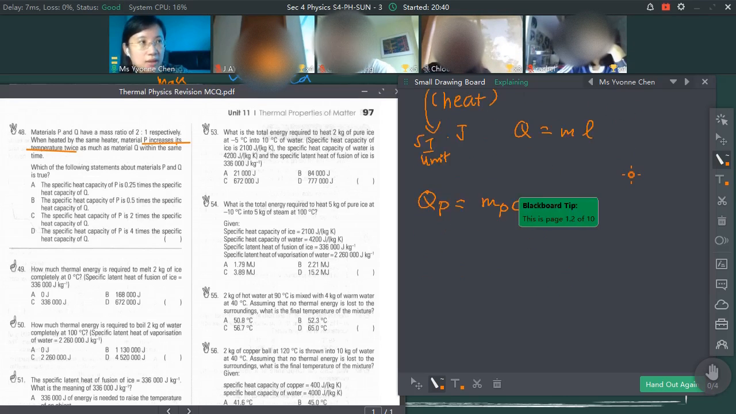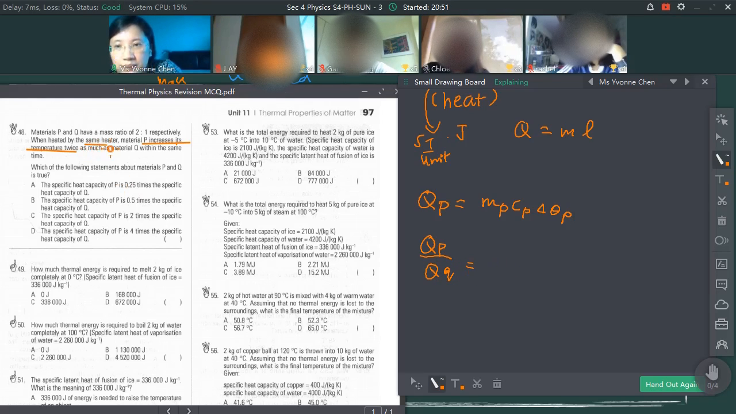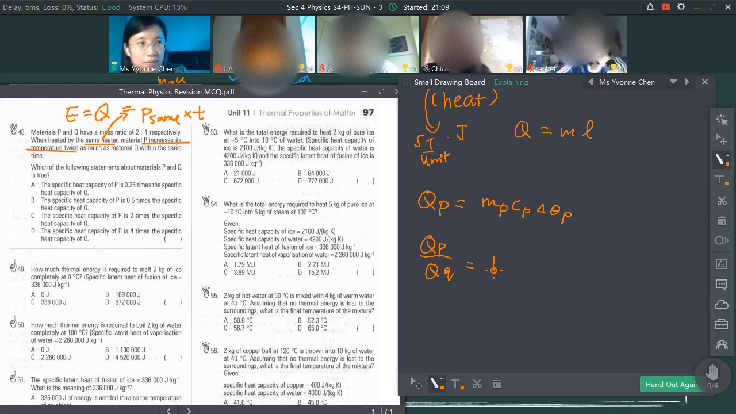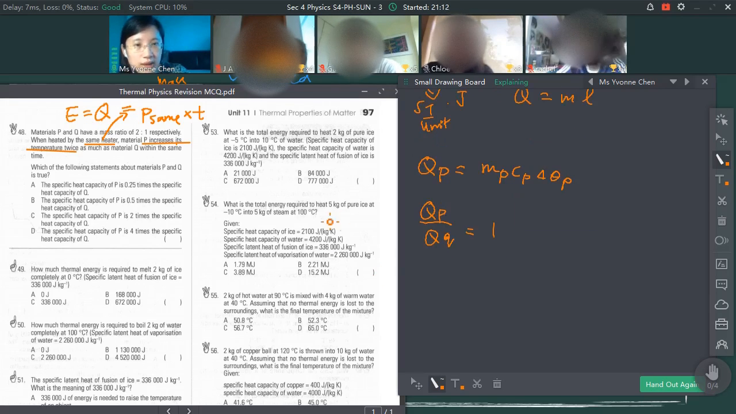And QP over QQ equals to what? What's the ratio? Because it's by the same heater. By the same heater means the power is the same, right? And in the same time, power multiplied by time gives energy, which is thermal energy here. So they are the same. The ratio is 1:1. Then we can do MP over MQ.